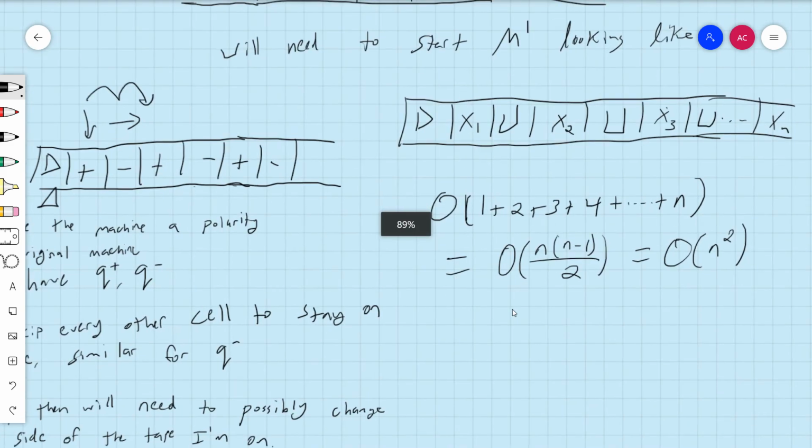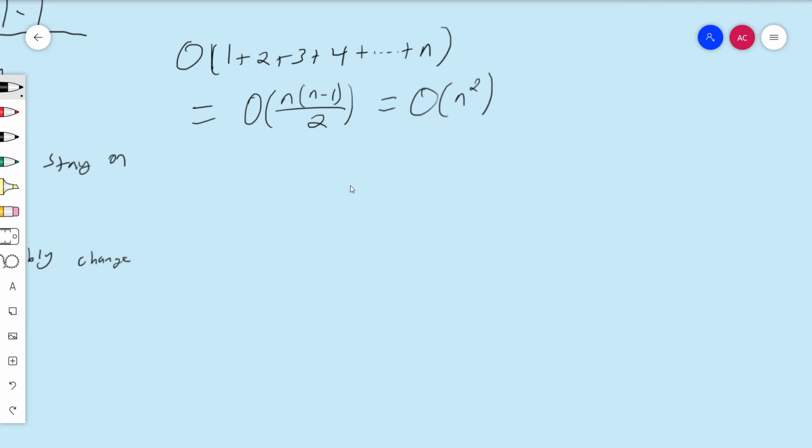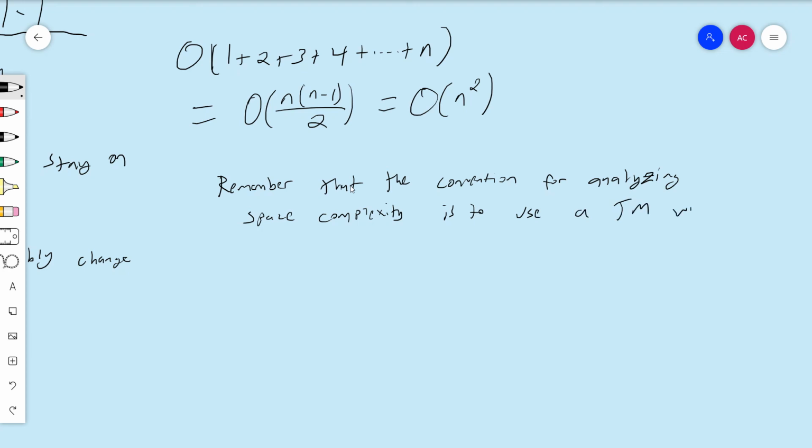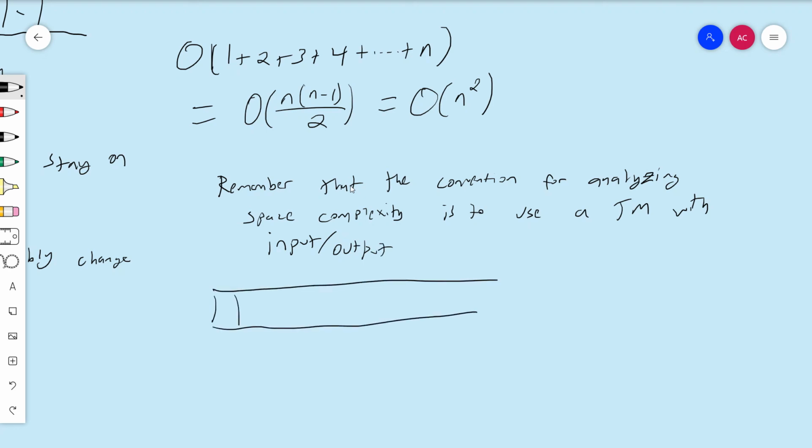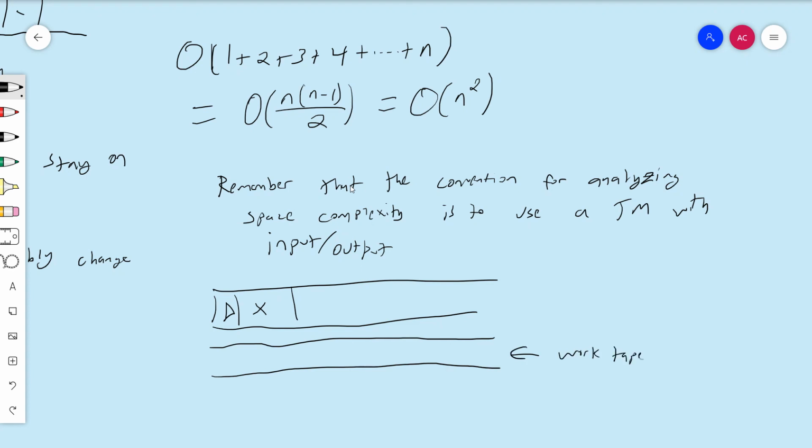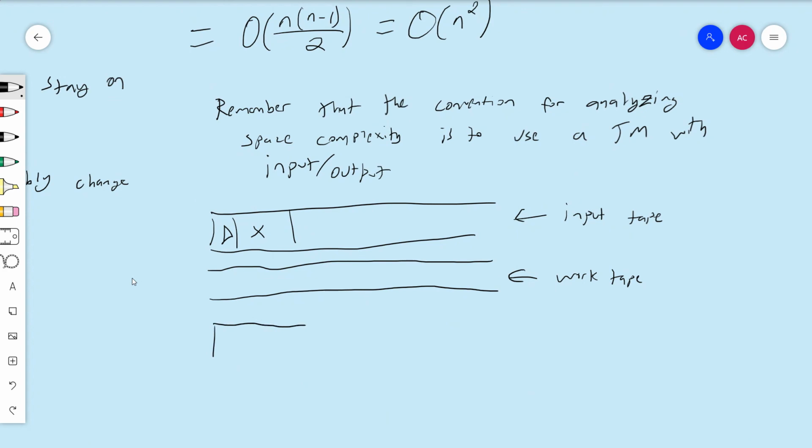Now that's not a satisfying reason. The best answer I can give is that remember that the convention for analyzing space complexity is to use a Turing machine with input and output. Remember, when I was thinking about space, I was only going to be thinking about Turing machines with input-output strings. So basically, 3-tape Turing machines that look like this, where I have my x up here, and then I have a work tape. This is the input tape. And then I also have a write-only output tape. And remember, the write-only output tape is special in that I can't ever move left. So I don't have to worry about being on the left side of that tape.